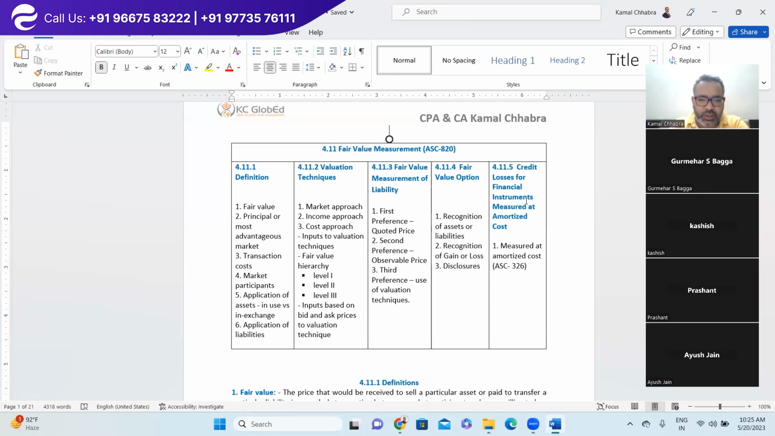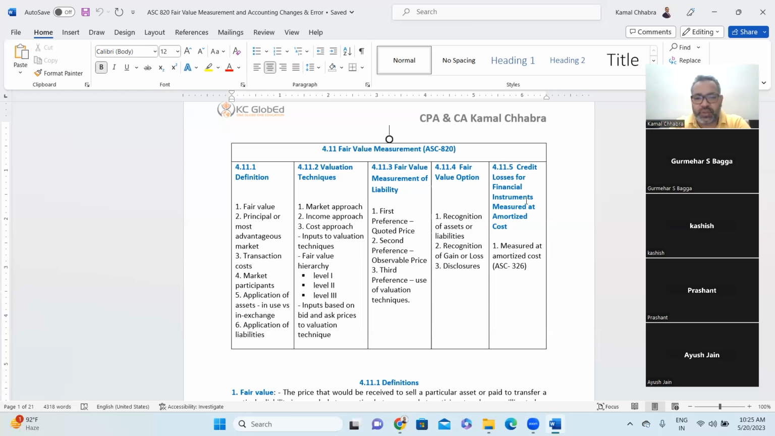There are also different categories of hierarchy for the consideration of the fair value, which will be level 1, level 2, and level 3. So we'll be discussing that also in detail. What is level 1, or you can say first preference when you are doing the valuation or choosing any valuation technique. If first preference is not doable, then you should choose the second preference, which is level 2. And if first and second level are not measurable, then you should go with the level 3 techniques. So we'll be discussing in detail what is level 1, what is level 2, what is level 3, and then we'll be understanding the input based on the bid and ask price for the valuation technique.